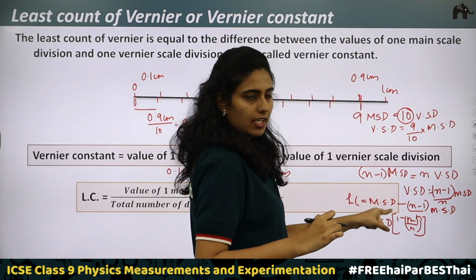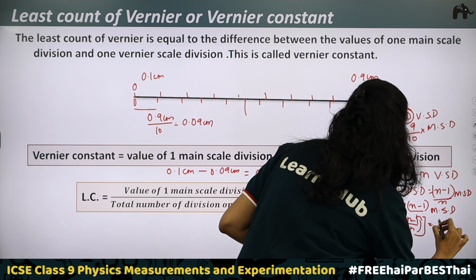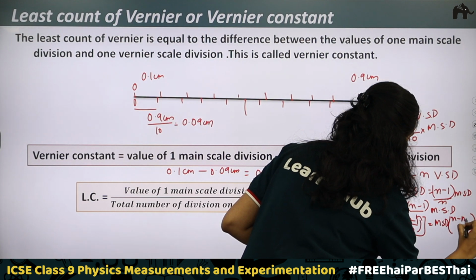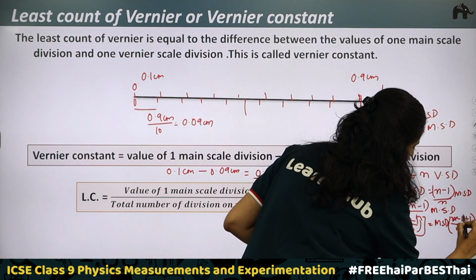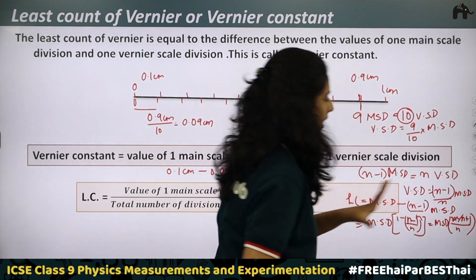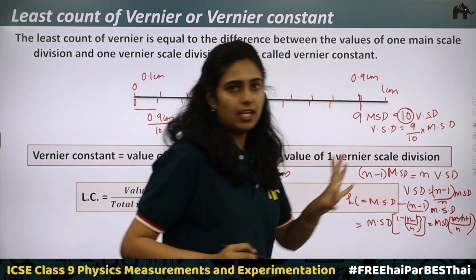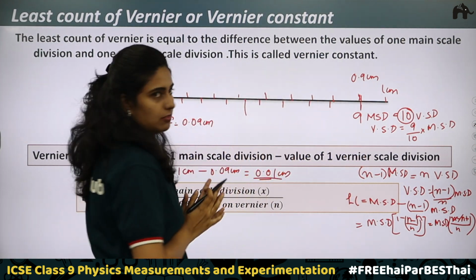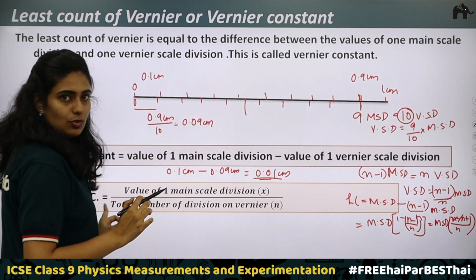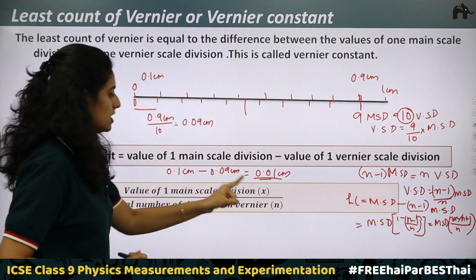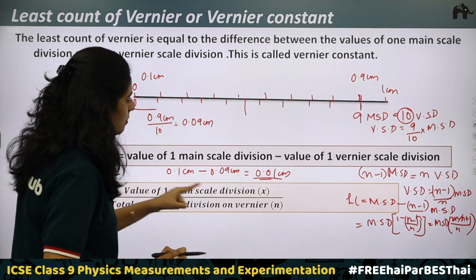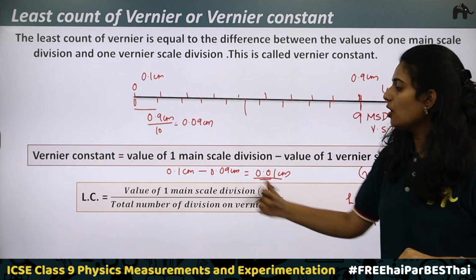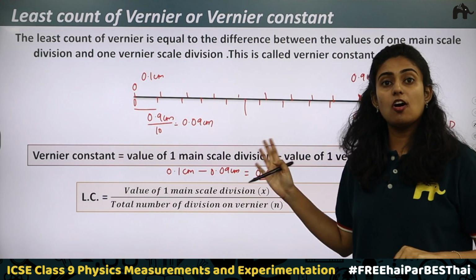Okay. This n can be taken here. We are taking the LCM. You will be getting MSD into n minus n plus 1 divided by n. N and minus n can be cancelled. Then you will be having 1 by n. What is it? MSD divided by n. What is n? N is the number of divisions on the vernier scale. Therefore, we can find least count as the value of one main scale division, which is taken as x, divided by the total number of divisions on the vernier, which is represented by n. Okay. This is how you can find the least count of a vernier or the vernier constant.